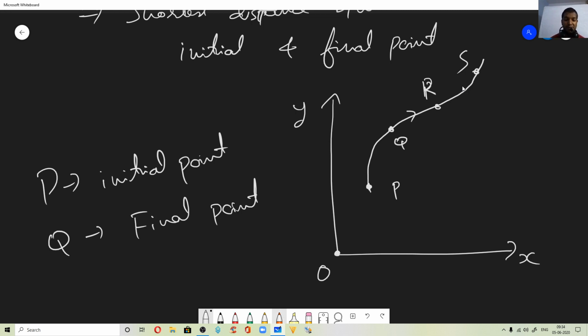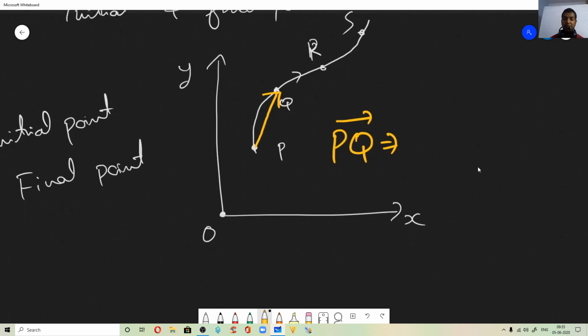Then the displacement vector is always written from the starting point to the ending point, initial point to the final point. So we'll just write a line starting at P and ending at Q. This PQ, with a vector symbol, you can call it displacement, the displacement of your toy car. So this you can call the displacement vector.